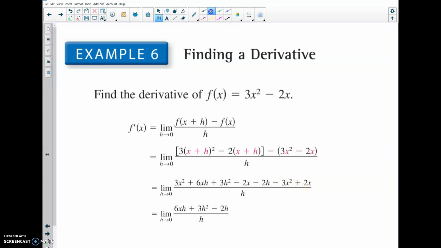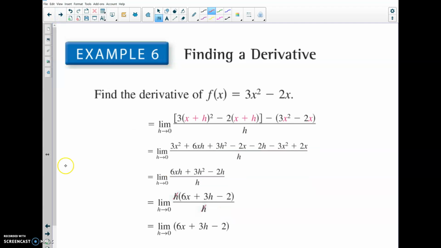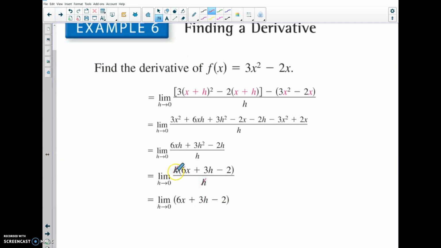Combining like terms. Remember the hint: all of your non-h terms should go away. So 3x squared and a negative 3x squared, negative 2x, positive 2x. So the limit as h approaches 0 of these final three terms in the numerator, notice they all have an h term in there. Factoring out an h would result in these three remaining terms here. Cancel out an h. So now we have the limit as h approaches 0 of 6x plus 3h minus 2.